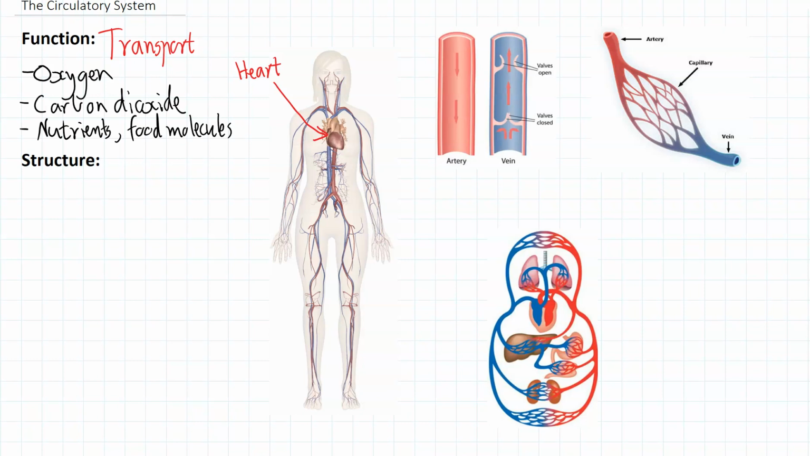You can also see here there's red tubes and blue tubes. So the circulatory system is basically a whole lot of pipes filled with liquid, and the heart pumps that liquid around the body. And there's two different types of pipes, and we'll look at them in a second. The blue ones are called veins, and the red ones are called arteries.